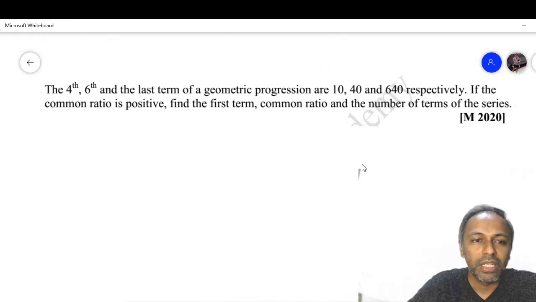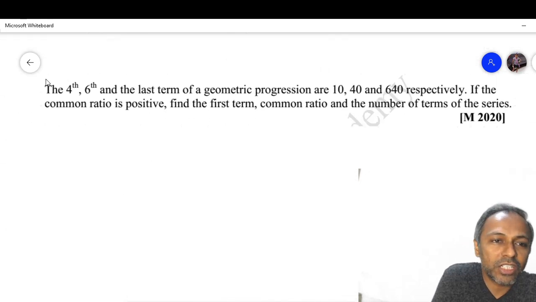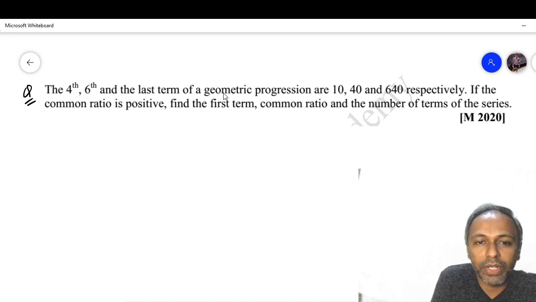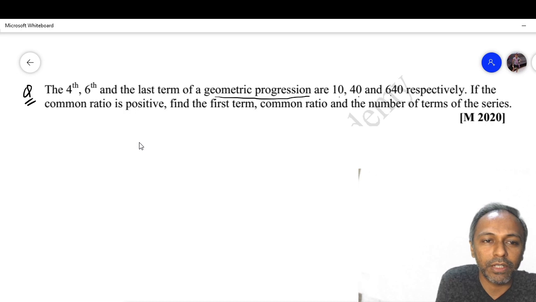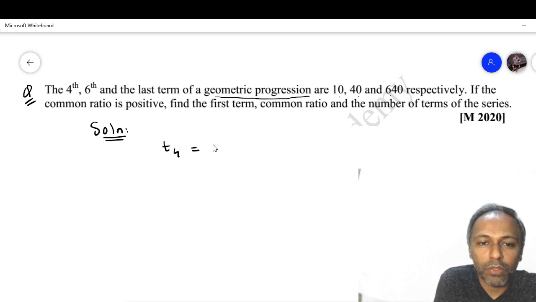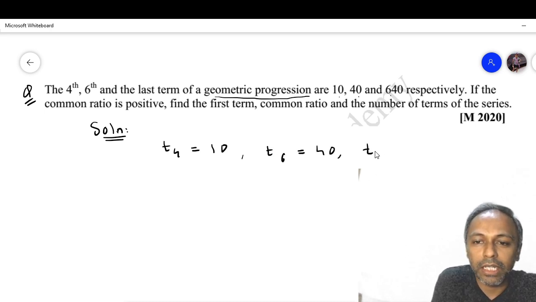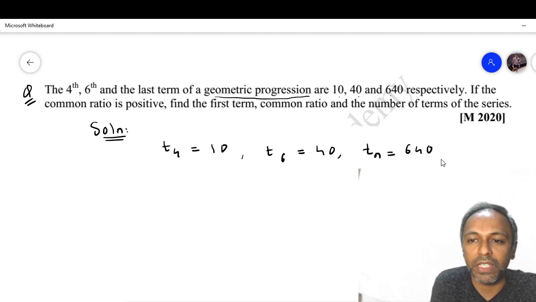The question is, if the fourth, sixth and last term of a geometric progression, already said it's a geometric progression, are 10, 40 and 640 respectively. So let us express this data. We have got T4 as equal to 10, T6 as equal to 40 and Tn is equal to 640. This is given, nth term, that is the last term.